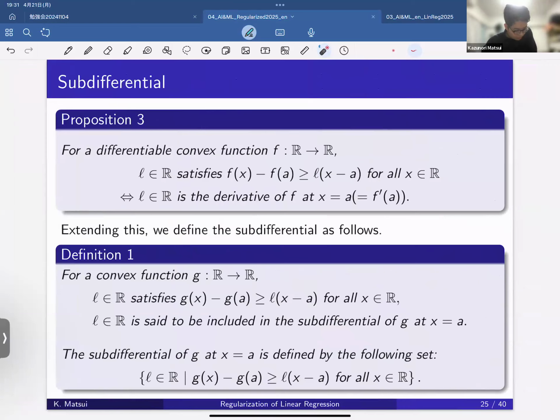So we will extend this concept. As long as the slope satisfies this condition, we can interpret it as something like a derivative. This L is said to be included in the subdifferential. More precisely, the subdifferential of f at x equal a is defined as this set. You can think of it as the collection of slopes that touch the graph from below.